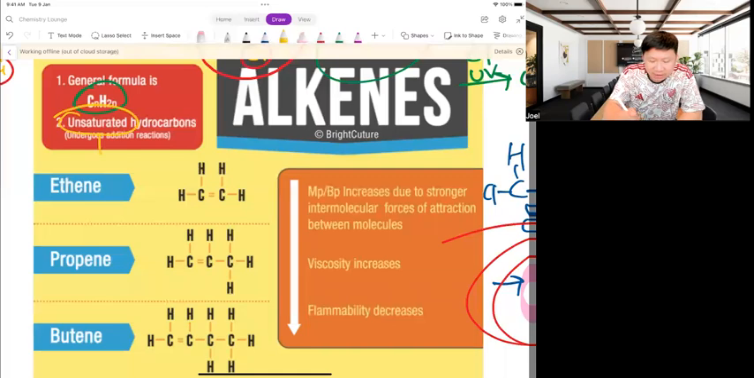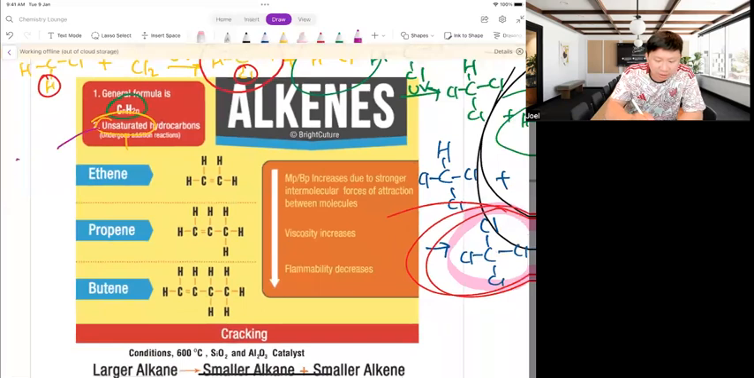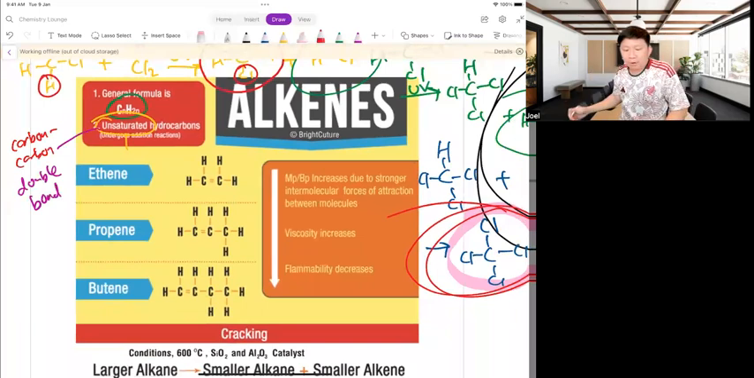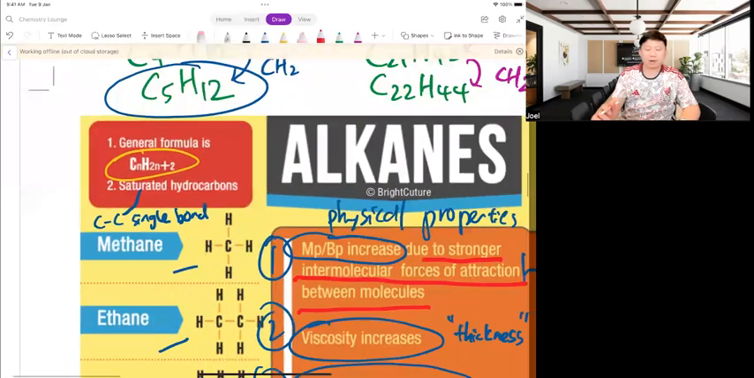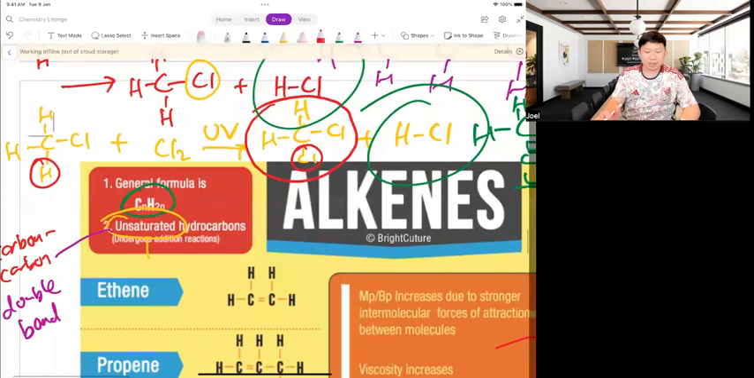Unsaturated means a carbon-carbon double bond in this case. I prefer to spell it out, because this dash is very confusing, it's not a bond, right? So: carbon-carbon double bond. Unsaturated means a carbon-carbon double bond or even multiple bonds, but for O level only double bond. Saturated means single bond. Just now was a saturated hydrocarbon. Hydrocarbon means made of carbon and hydrogen. This is unsaturated.